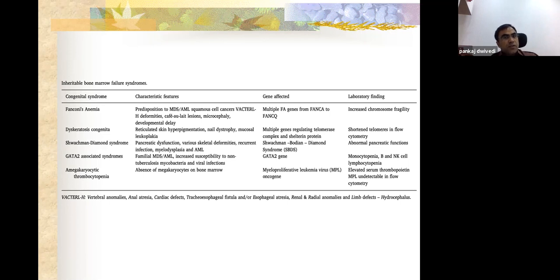What is the gene involved? The SBDS gene, that is Shwachman-Bodian-Diamond syndrome, the name of the gene, with abnormal pancreatic function. And GATA2 genes: GATA2 is involved in hematopoiesis, so where you find a GATA2 mutation, there may be a higher chance of MDS and AML. As the name suggests, the gene affected is GATA2, and you find monocytopenia, B and NK cell lymphocytopenia. Amegakaryocytic thrombocytopenia: absence of megakaryocytes from bone marrow, the myeloproliferative leukemia virus oncogene, MPL, is the responsible gene, with elevated serum thrombopoietin and MPL undetectable on flow cytometry.